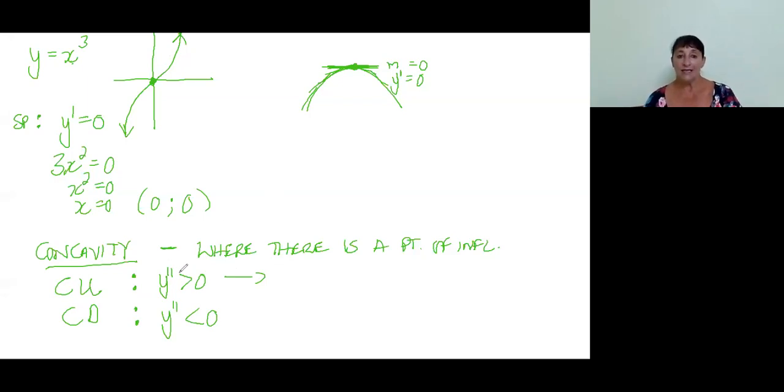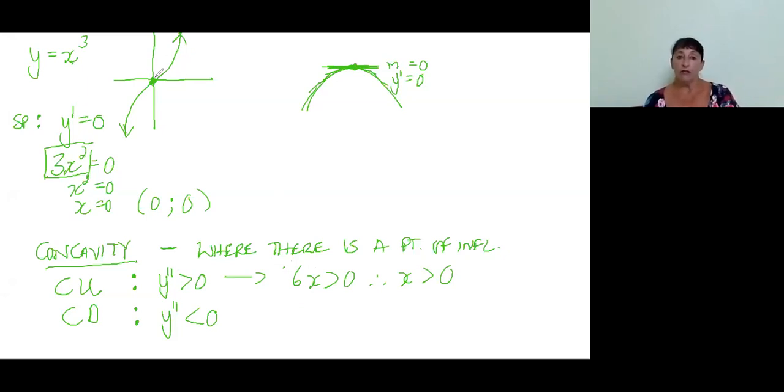So what is the second derivative? Well, the first derivative is 3x squared. So the second derivative is the derivative of that, so it will be 6x. So my second derivative is 6x, so 6x is greater than 0. And if I divide by 6, I get x is greater than 0.